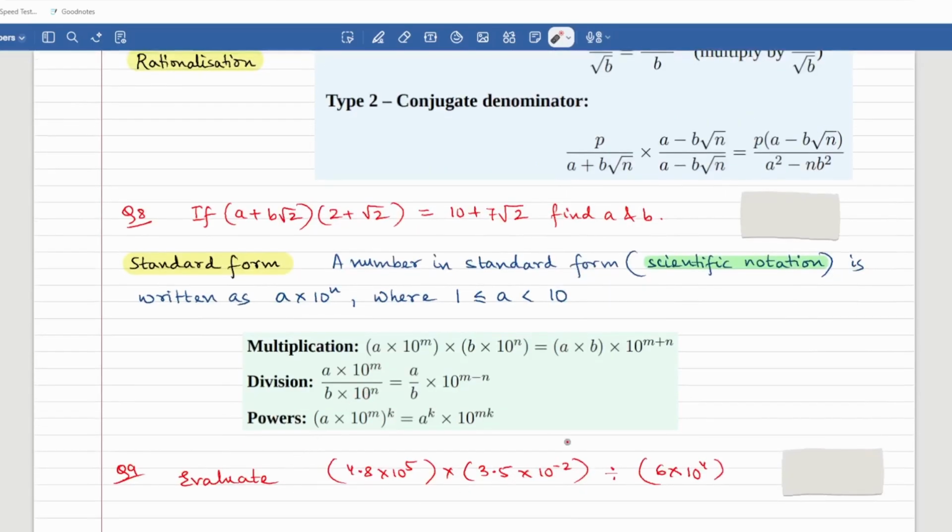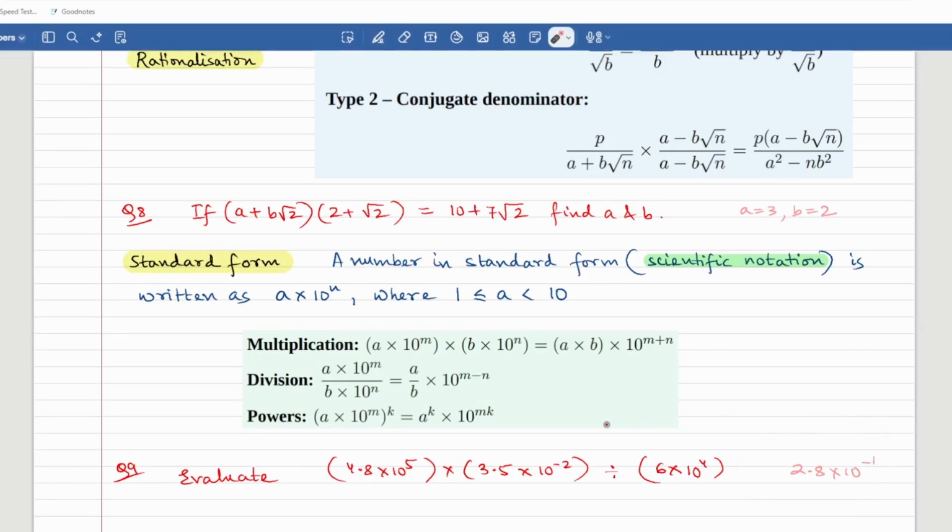Try to evaluate this. Should be quite simple. I hope you have done both of these problems. Let me reveal the answers. Do check it against your work. So in the first one, you will have a equal to 3 and b equal to 2, and in the next one, you will have 2.8 into 10 to the power minus 1.